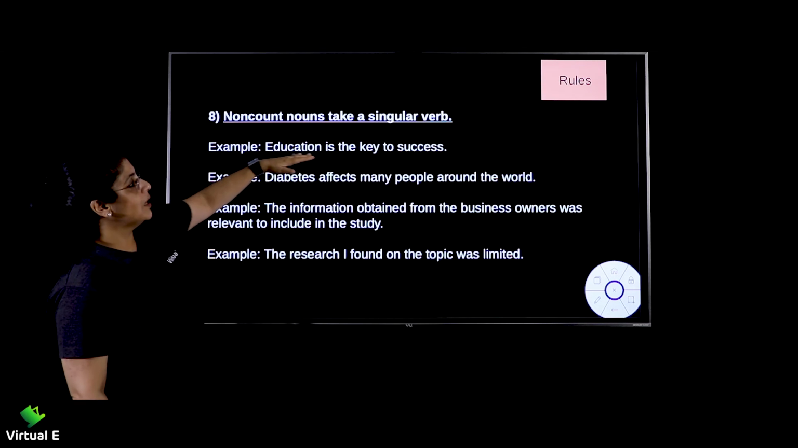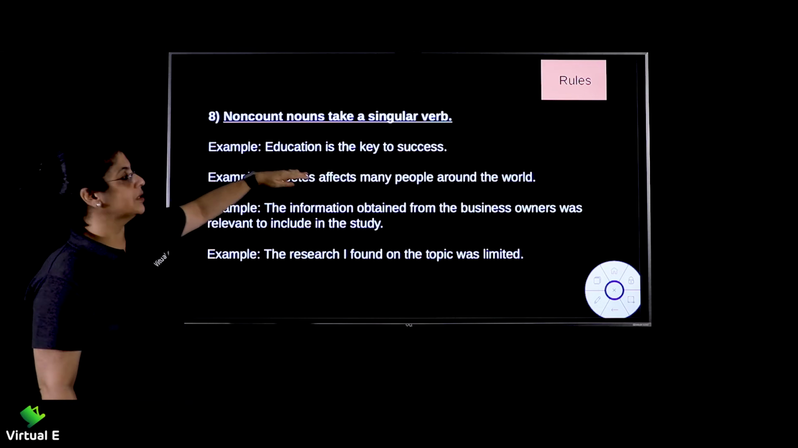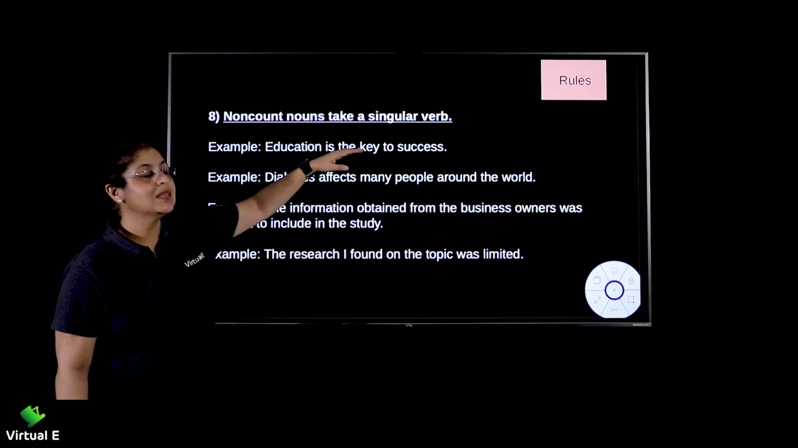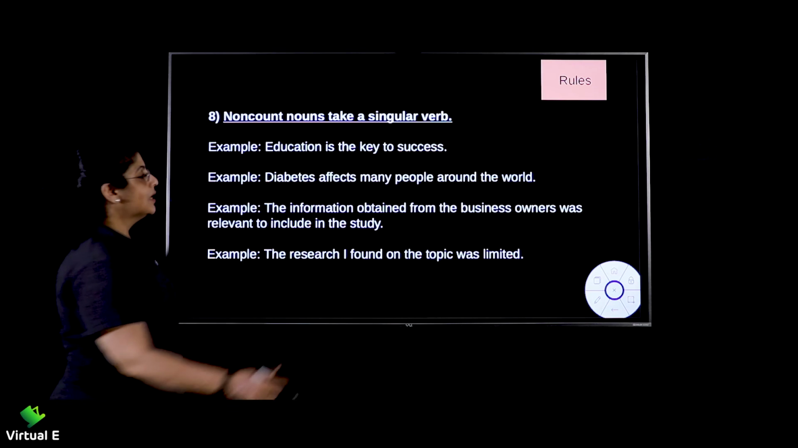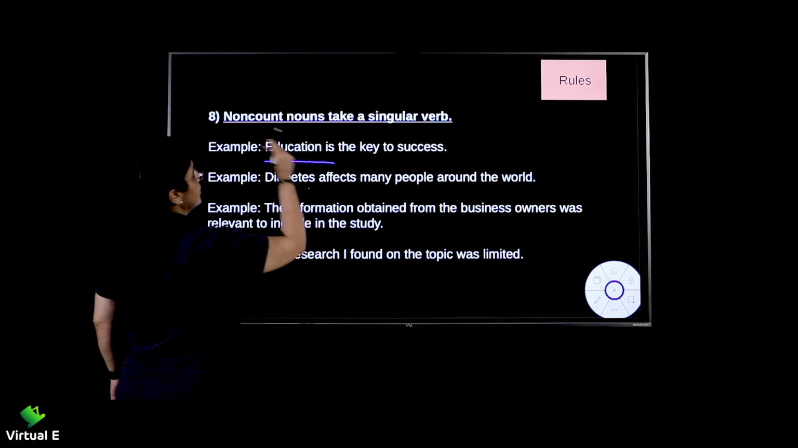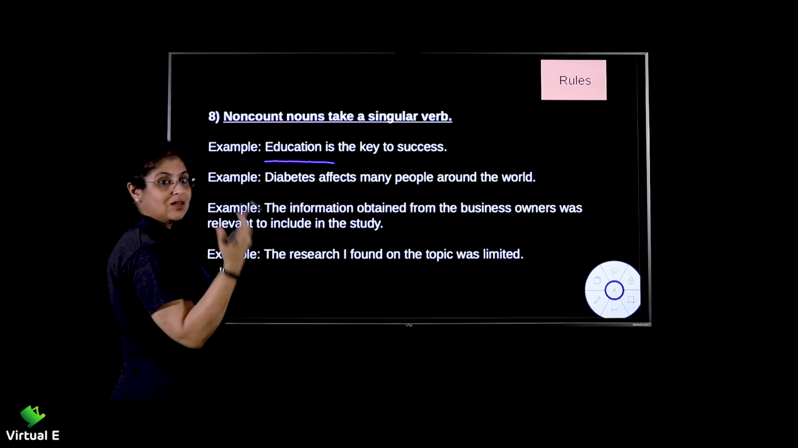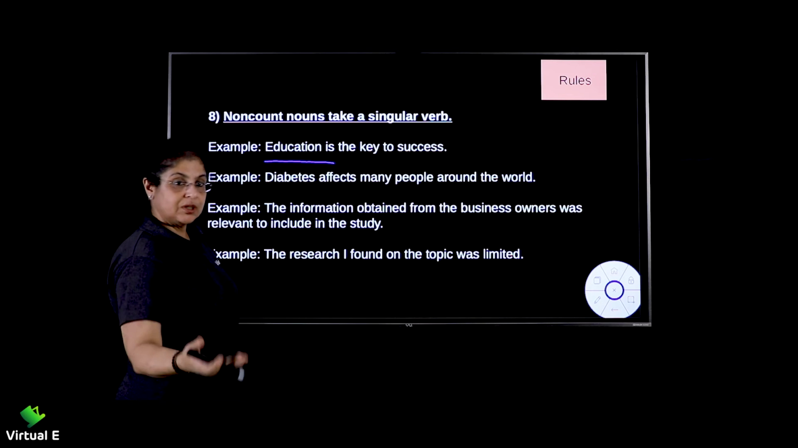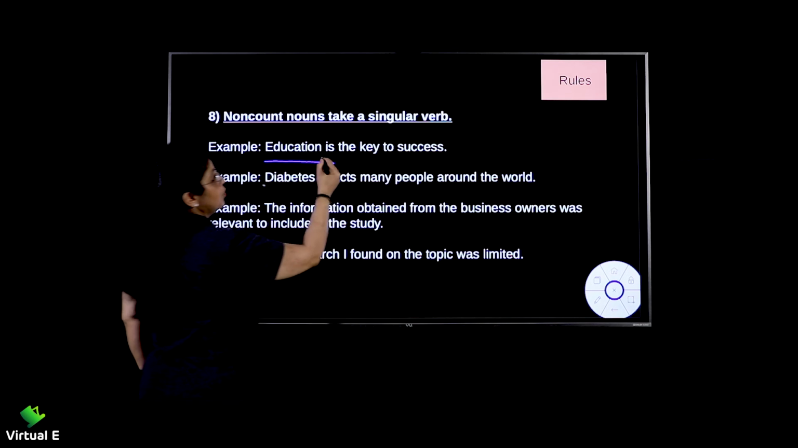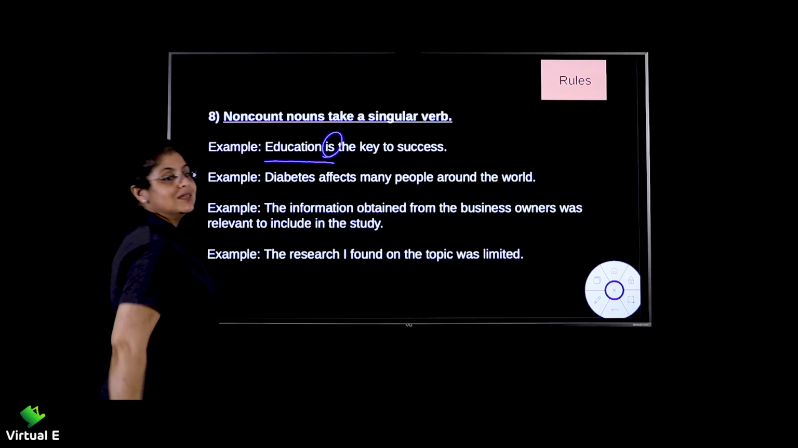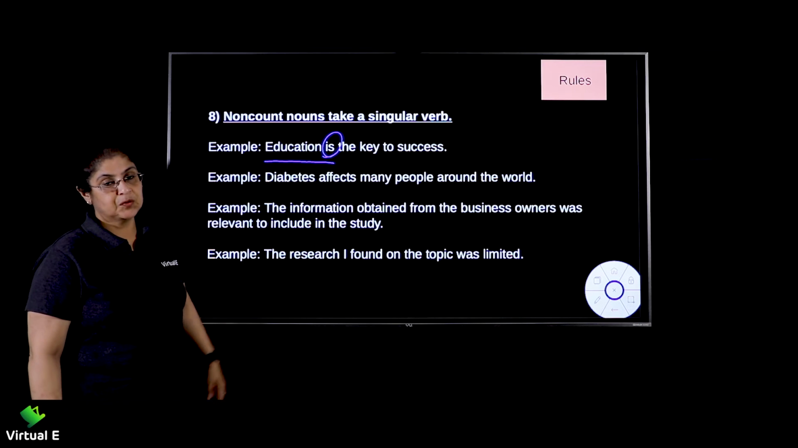Now, which is our subject here? Which is the noun here? Education is the key to success. Education is your noun, right? We cannot count education, can we? One, two, three, we cannot. So we are taking a singular verb, right?